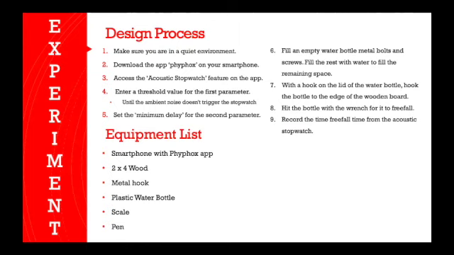Then getting into the actual experiment itself, we're going to want to fill an empty water bottle with metal bolts and screws, and then fill the rest with water to fill the remaining space. Now with a hook on the lid of the water bottle, you want to hook the bottle to the edge of a wooden board, and then hit the bottle with a wrench for it to free fall. Then you're going to record the time of the free fall using the acoustic stopwatch.